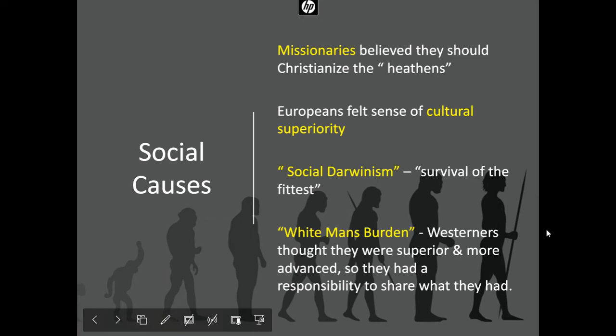Now, some people end up labeling this idea white man's burden because obviously the people living in Europe were white, and the areas they were going into, the people were not white. They were black in Africa. In India, they were Indian. China, Asian. So many Westerners are going to think that they're somewhat superior because of their culture and more advanced, and they had a responsibility, they had a duty, or they had a burden to share that.